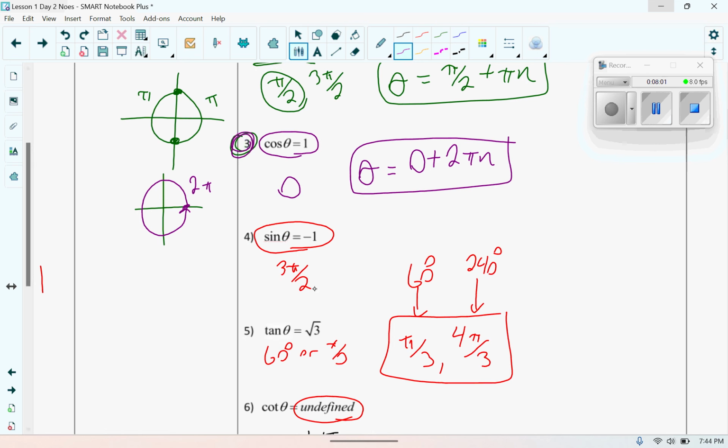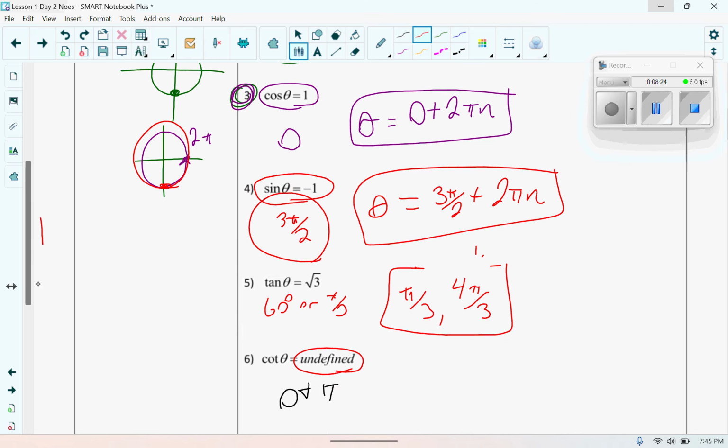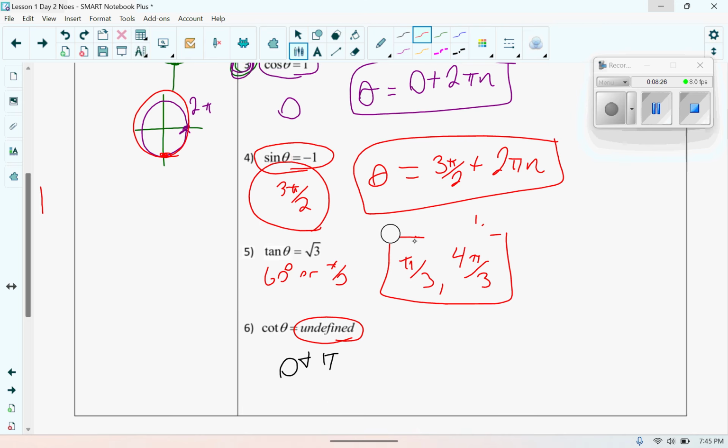Okay, let's go down here. Same thing. Notice for this one, I had to go all the way around the circle for that to happen. So I'm going to say theta is equal to 3 pi over 2 plus 2 pi n. So basically, most of these you're going to have either pi times n, or 2 pi times n.